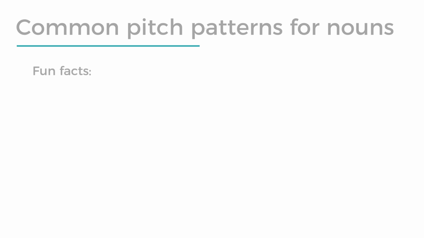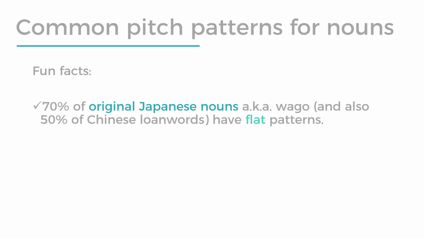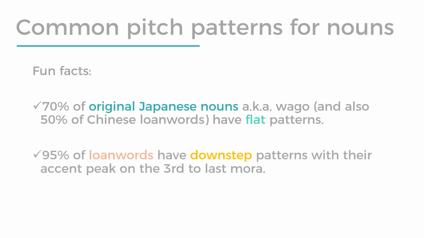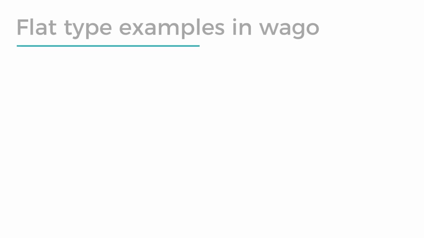There's some things that you should know about Japanese pitch patterns. Number 1, 70% of original Japanese words, also called wago, and also 50% of Chinese loanwords have flat patterns. And number 2, 95% of loanwords have downstep patterns with their accent peak on the third to last mora. Which means whenever you see a word that you don't know how to pronounce but sounds like a wago, try to say it with the flat pattern.